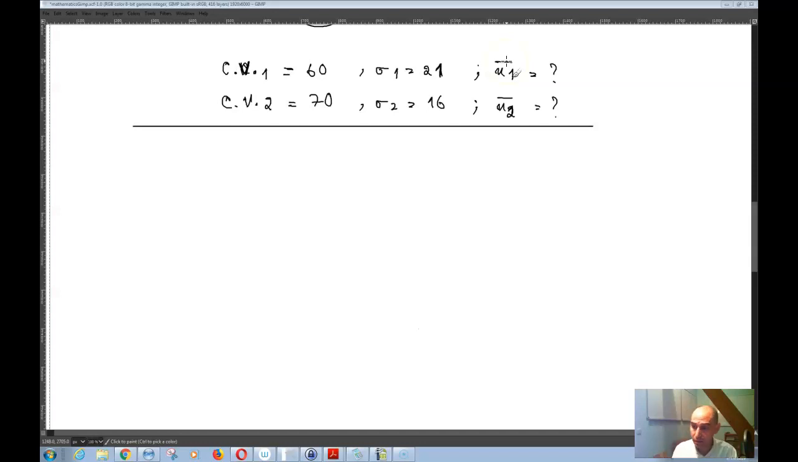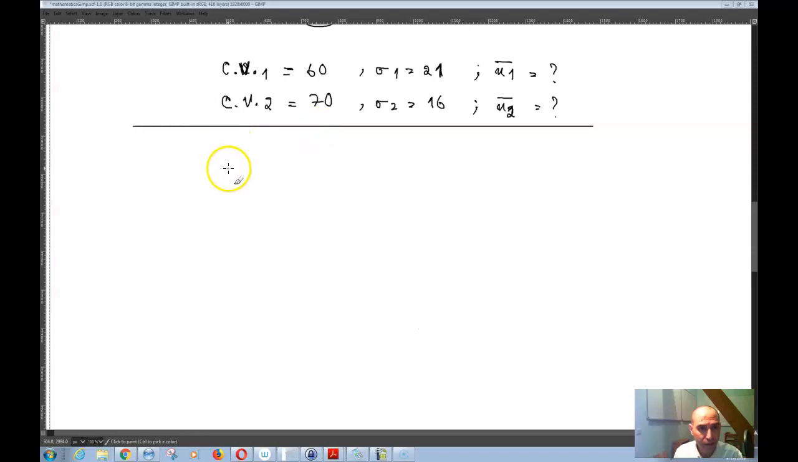Now, I don't understand why they have provided us with two different distributions when the means are different. It doesn't really make much sense, but that's the way it is, and you get to calculate basically two different problems at a time.